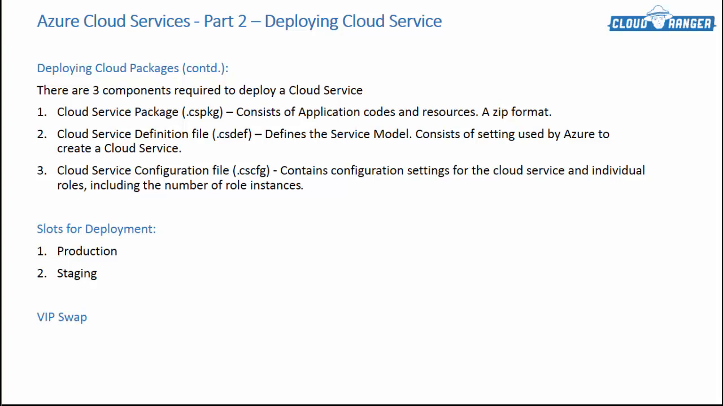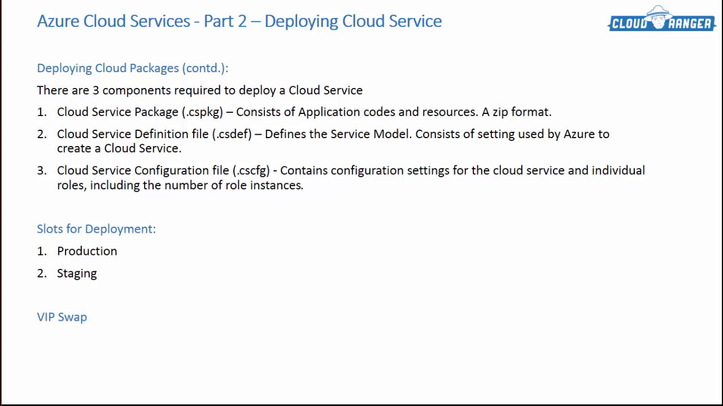Then you have the cloud service definition file, which is .csdef, DEF for definition. The definition file is what actually defines the service model. So the cloud service model is defined in this file. It basically tells Azure what settings are going to be used to create the cloud service, and the number of roles that are going to be in there.